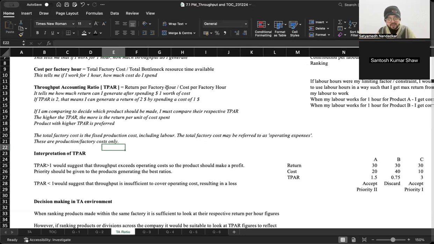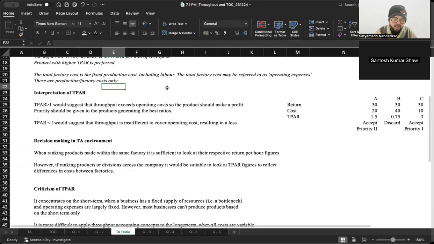For one factory, that will be the same. But when you are looking at two or three different factories and you are comparing the output of each, then you should have the cost per factory hour in the denominator and compare the TPAR.